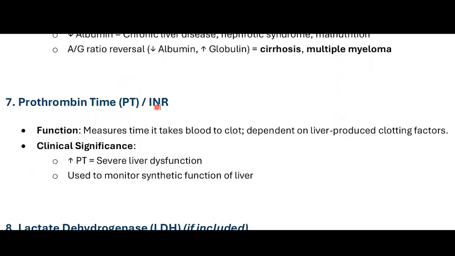Prothrombin time, PT-INR, international normalized ratio. It measures the time it takes blood to clot, which depends on the clotting factors the liver produces. If our liver is producing normal clotting factors, then the clotting time will be normal. But if the liver is not producing the clotting factors properly, then the clotting time will also be disturbed. So this is why we do the PT or INR in that condition.